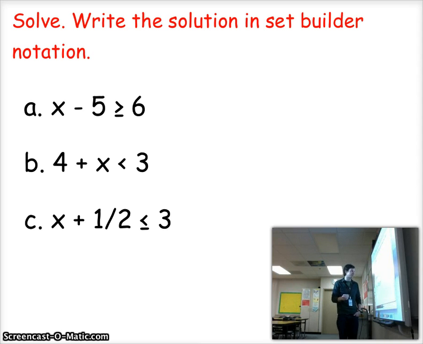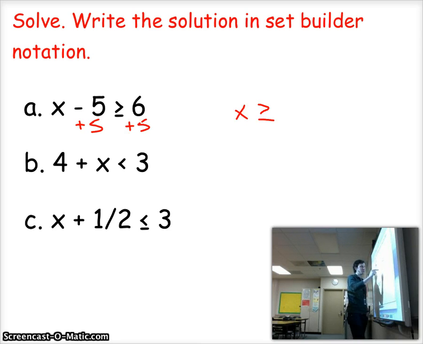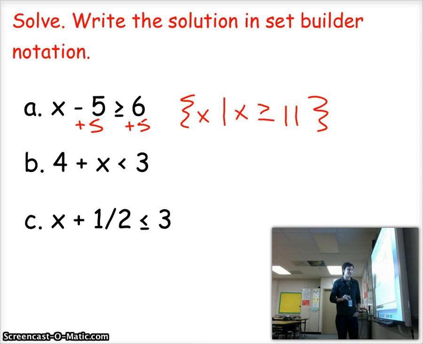Alright, let's go through these. First one, x minus 5 is greater than or equal to 6. Go ahead and add 5 to both sides to undo the subtraction. I'm left with x is greater than or equal to 11. Then to write that in set builder notation, I'll have to add my line. So I have for all x such that x is greater than or equal to 11.